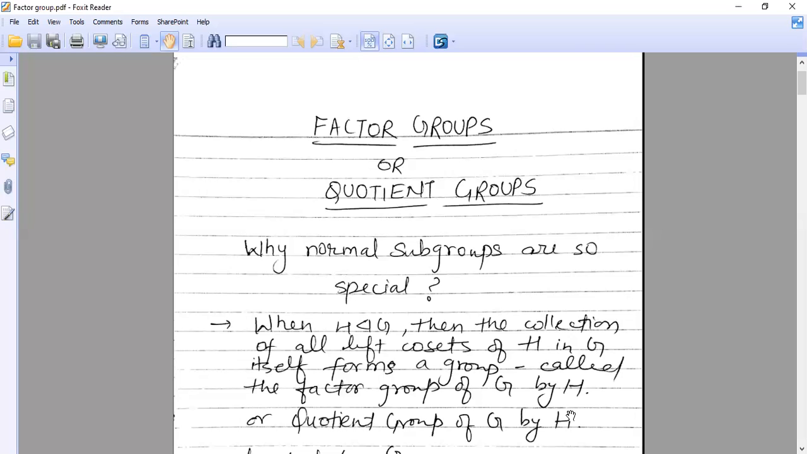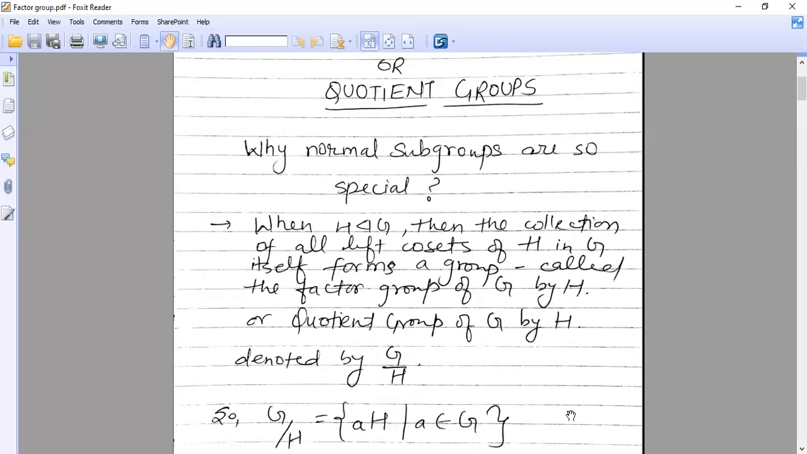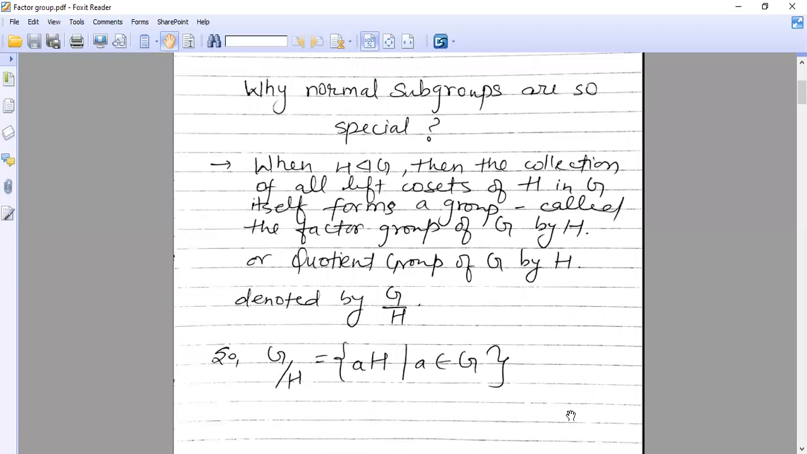Now let us continue this. Let me read it for you. When H is a normal subgroup of G, then the collection of all the left cosets of H in G itself forms a group. As I told you, you collect all the left cosets of the subgroup in the group, then that collection forms a group. And if you are saying that a collection forms a group, then every such collection forms a group under some binary composition. Then what is the binary composition here?